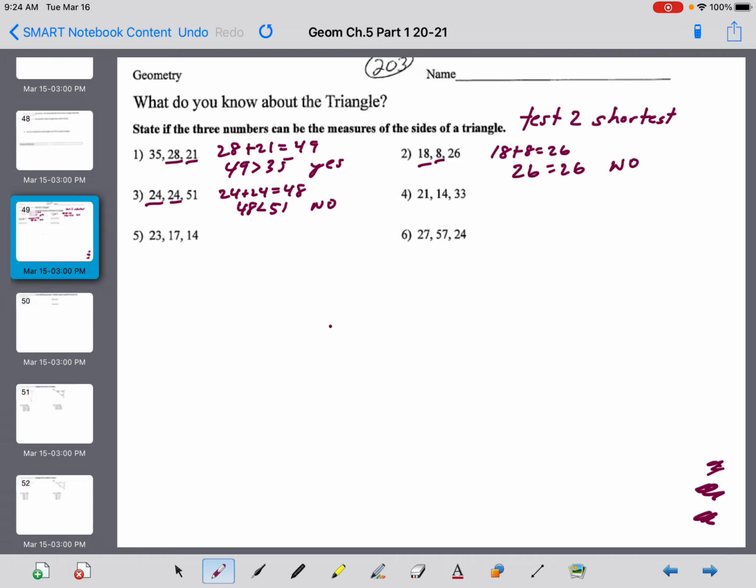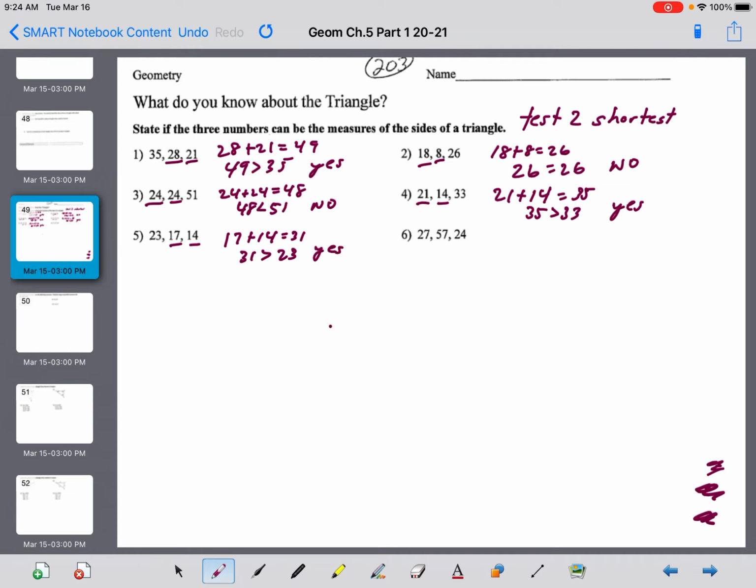Can we have a triangle with sides of 21, 14, and 33? Got to grab those two sides, the short ones. 21 plus 14 is 35, and 35 is greater than 33. So this one's back to a yes. So yes, no, no, yes. The fifth one, the two shorts are 17 and 14. 17 plus 14 is 31. Hey, this one's good. 31 is greater than 23, so that's a yes.